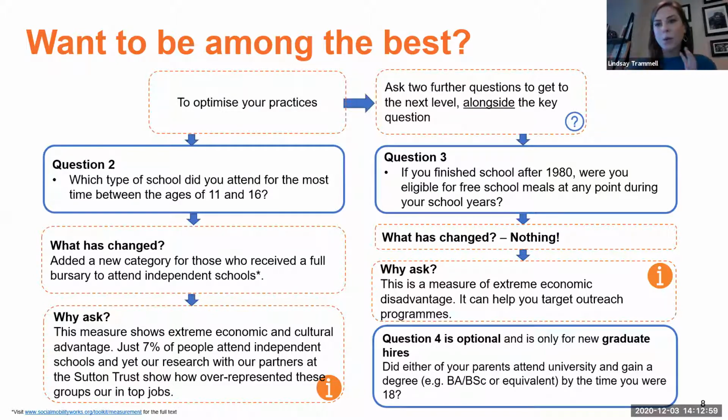So instead, we again worked with our panel of experts and charity groups like Sutton Trust, Social Mobility Foundation, The Pledge, to revamp this question so that it is optional and only if you have graduate schemes. So if that applies to you, make sure again, go to the microsite for the updated wording. And what we suggest instead is that you ask, did either of your parents attend university and receive a degree by the time you were 18? So this now is a measure of whether you were first in family to attend university, and it helps you understand the unique context that somebody who doesn't have a parent who went to university may have experienced.